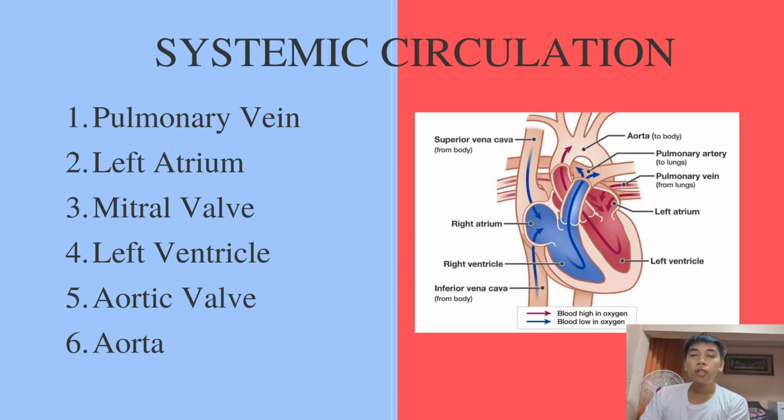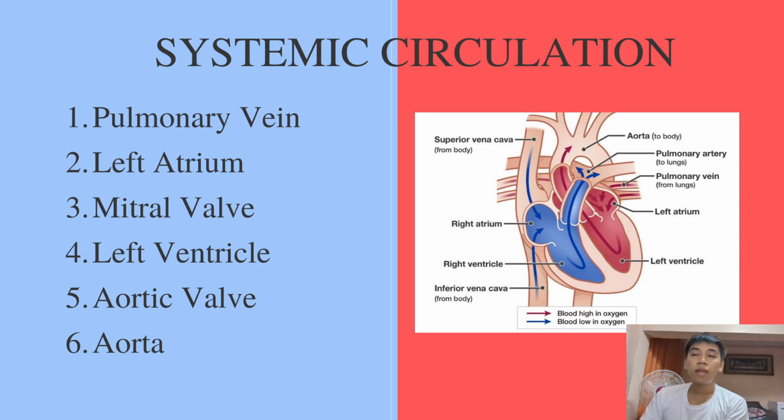Now, let us proceed to the next circulation, which is the systemic circulation. After filling the left atrium with oxygenated blood coming from the lungs, the left atrium will contract to allow the mitral valve to open and the blood will flow now to the left ventricle. After filling the left ventricle, the mitral valve will now close to prevent the oxygenated blood from going back to the left atrium.